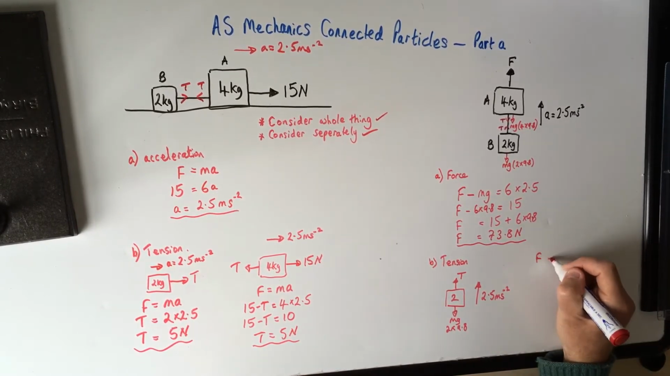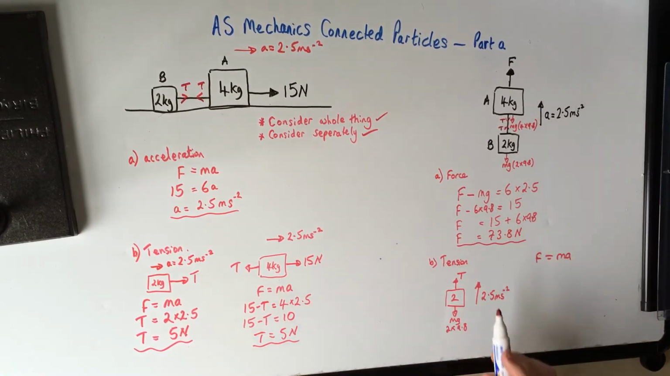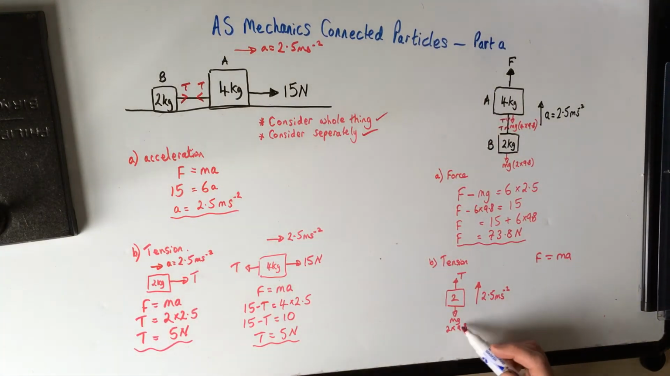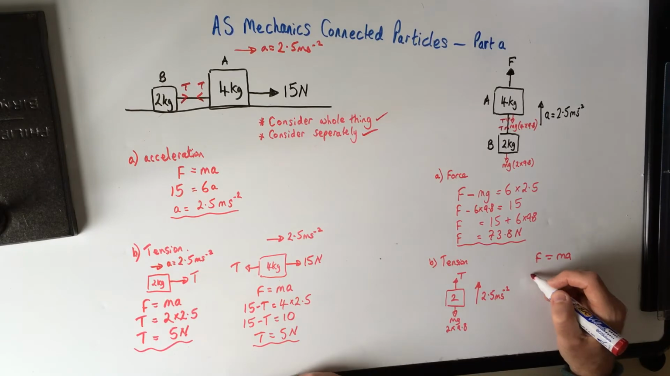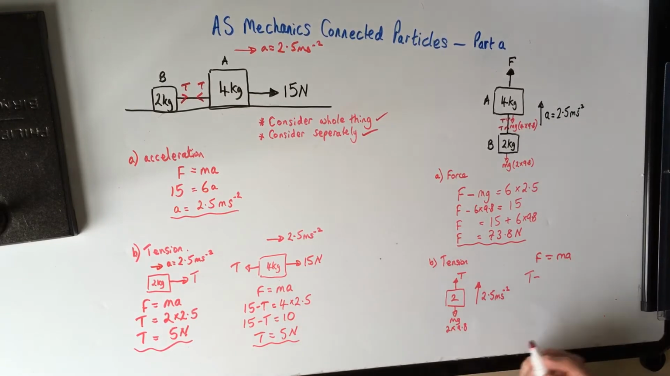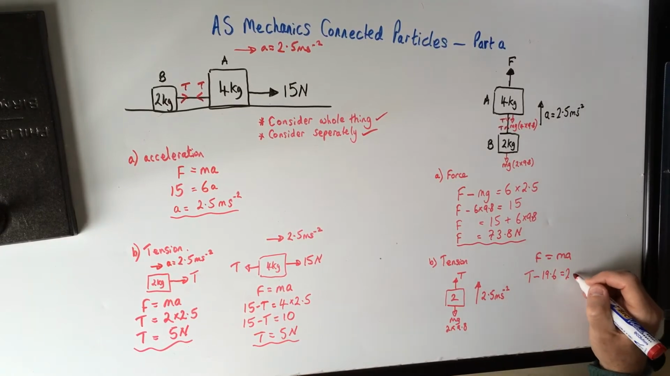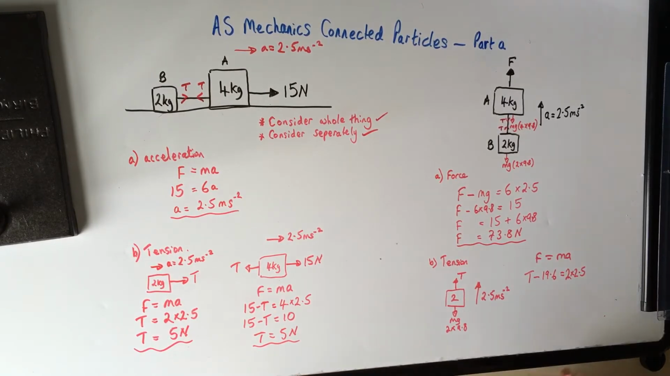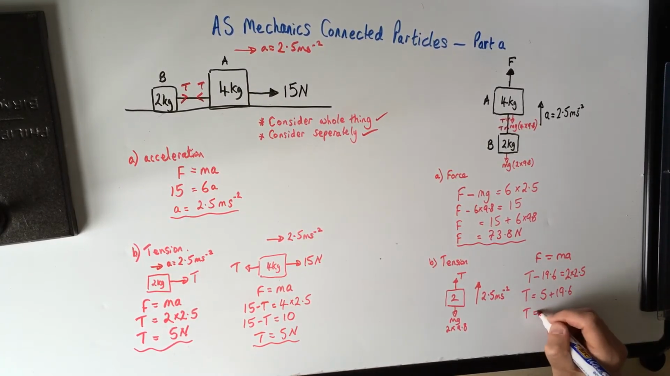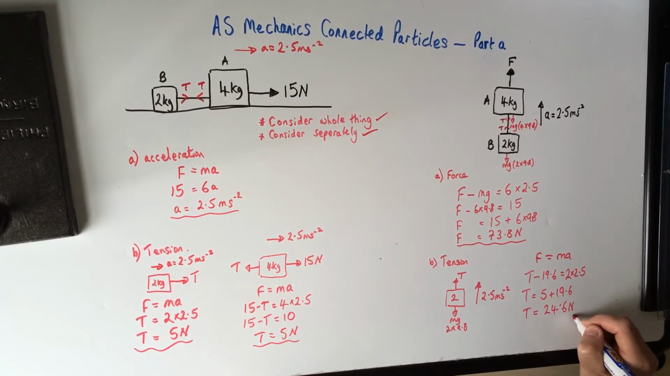So if we apply F equals ma, the net force pulling up, the driving force that it's moving up, so the tension is bigger, has to overcome the weight, doesn't it? And that net force pulling it in that direction is T minus the 2 lots of 9.8, which is 19.6, and that is equal to the mass times the acceleration, and we know the acceleration is 2.5. So the tension is equal to 5, and we add 19.6 to both sides. So the tension is 24.6 newtons in the string.